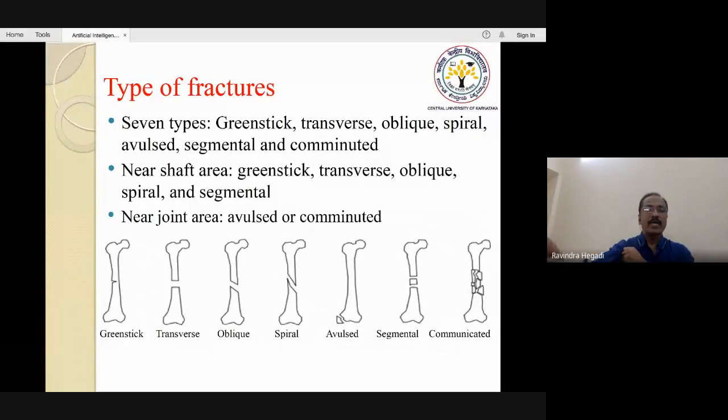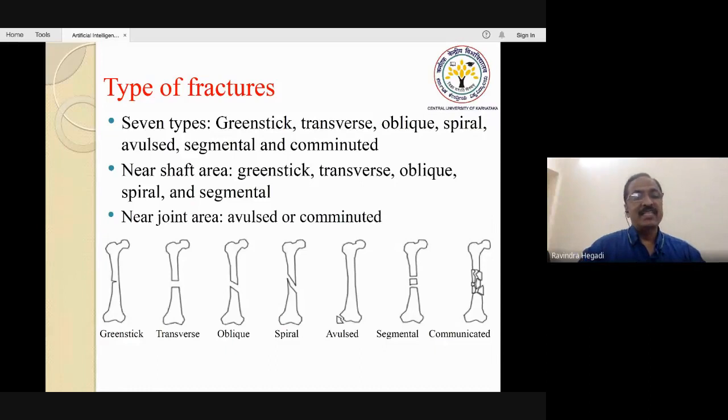Now we will look at the fracture, because we are working on fractures. We can find a variety of fractures. Here you can see 8 types of fractures. Whenever you are planning to work on these images, you have to be able to identify which type of fracture it is. So they have said 7 types of fractures.